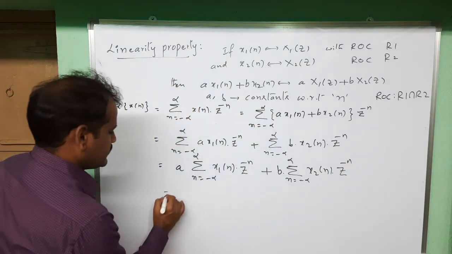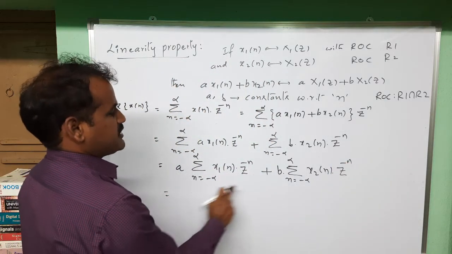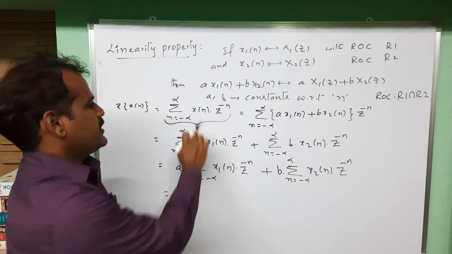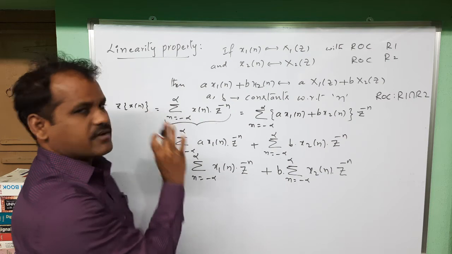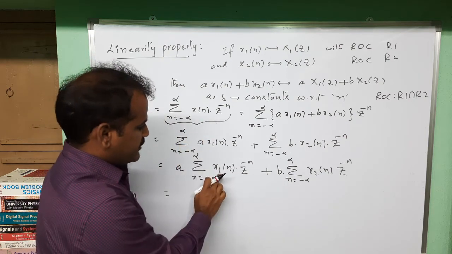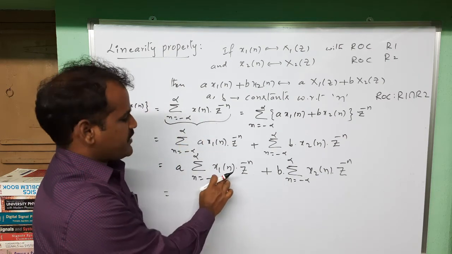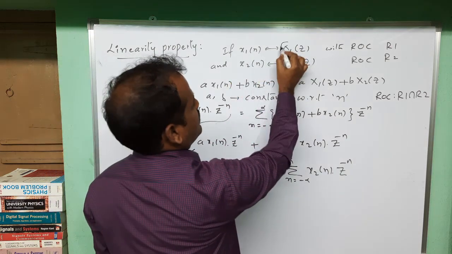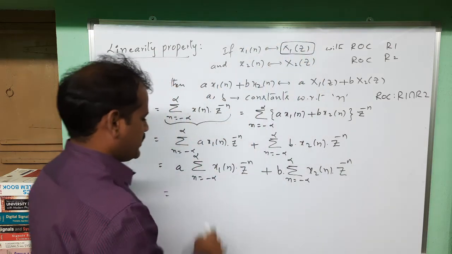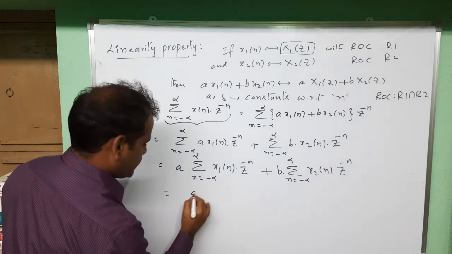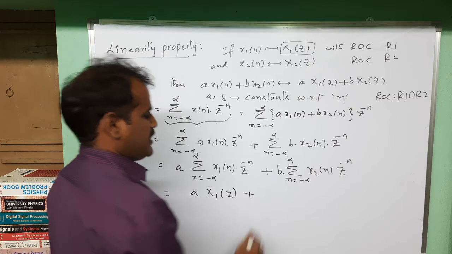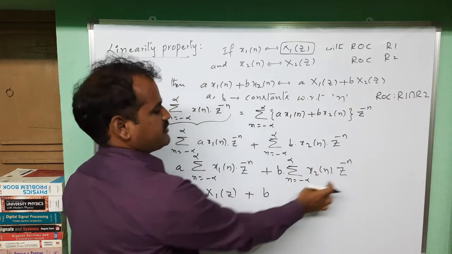Fine. Then this expression is nothing but, from this standard formula, if x of n is here, Z transform of x of n, here x1 of n is there, so Z transform of x1 of n. We know that Z transform of x1 of n is X1 of z, so this expression can be replaced with X1 of z, and b into this expression.